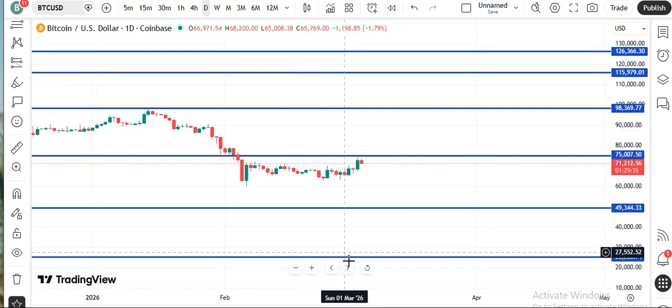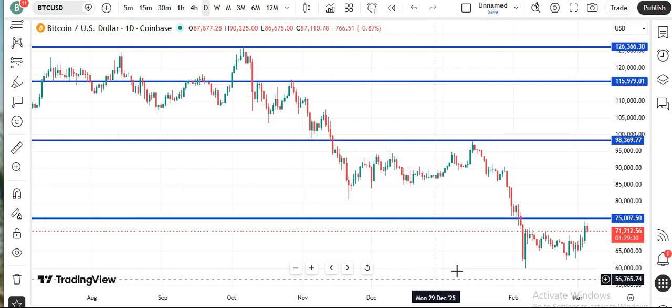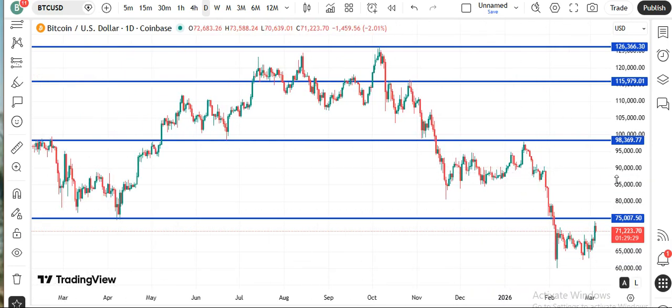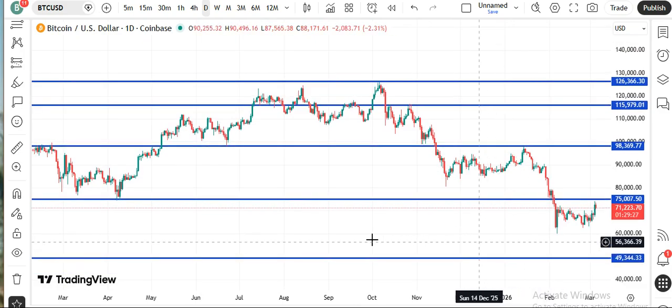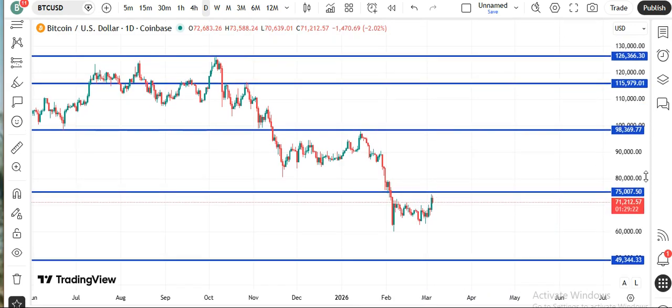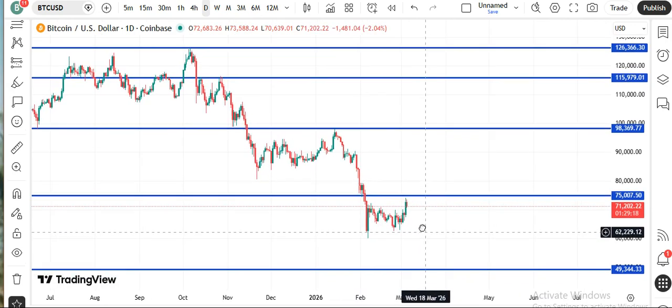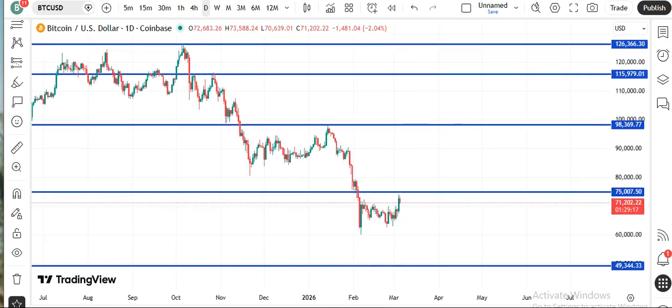So on the 1D time frame, we're going to pay attention to the volume of this market. So on the 1D, I'm going to make my chart a bit small like this so I can pay attention to the overall direction, before we zoom the chart and focus on the recent structure. So this is the overall direction.